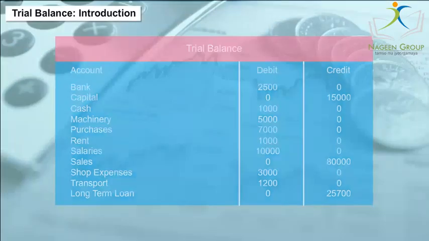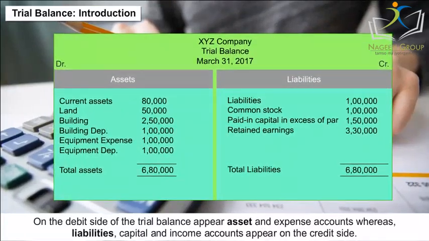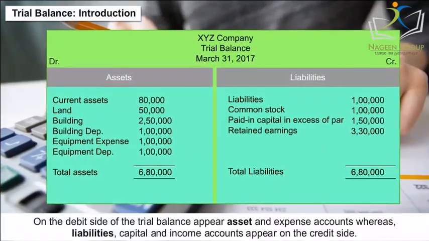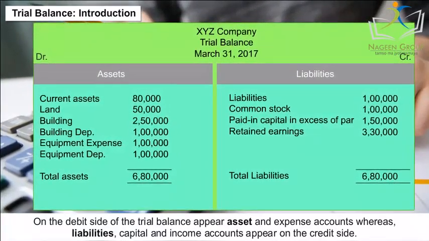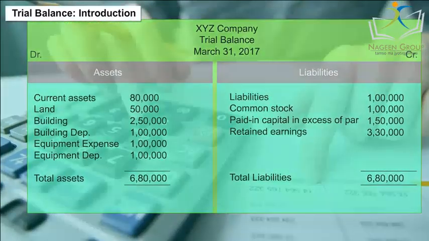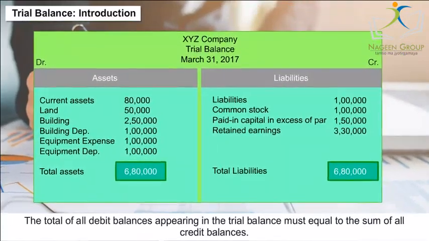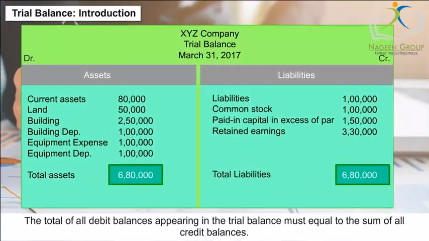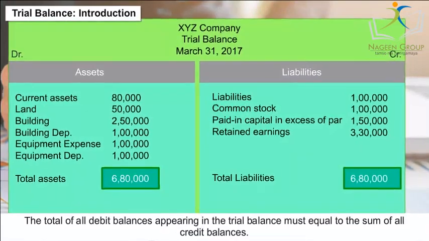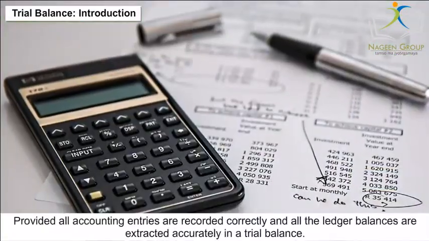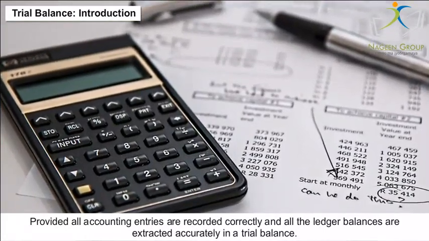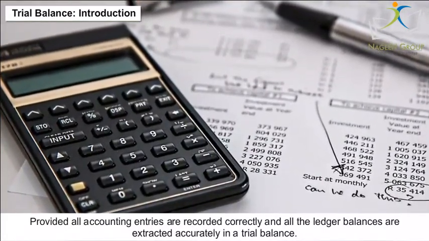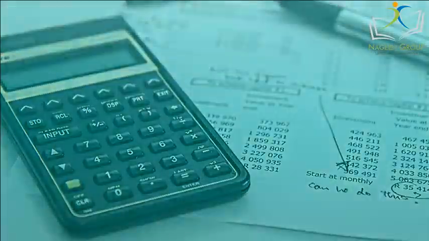On the debit side of the trial balance appear asset and expense accounts, whereas liabilities, capital and income accounts appear on the credit side. The total of all debit balances appearing in the trial balance must be equal to the sum of all credit balances, provided all accounting entries are recorded correctly and all the ledger balances are extracted accurately in a trial balance.